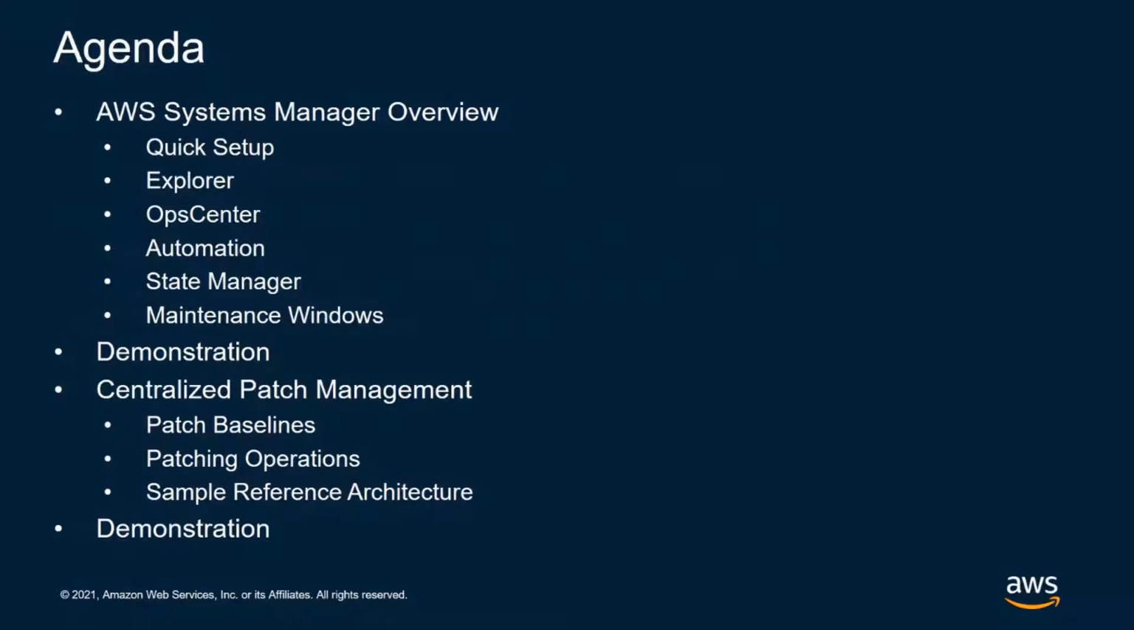To go over a quick agenda of what we will be discussing today, first we'll be starting with an overview of what is AWS Systems Manager. Then we'll be talking about several Systems Manager capabilities such as Quick Setup, Explorer, OpsCenter, Automation, State Manager, and Maintenance windows. Following that, we'll go into the AWS Management Console for a brief demonstration of those capabilities.